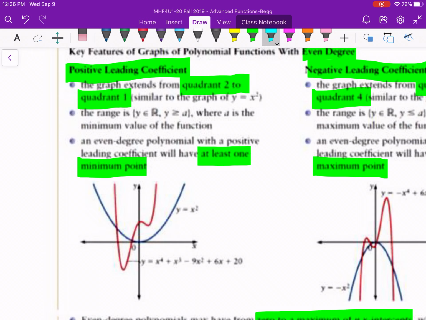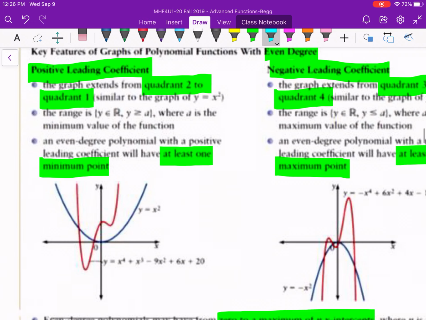An even degree polynomial with a positive leading coefficient is going to have at least one minimum point. So if they're all behaving like parabolas, they don't go down forever. There's a minimum point beyond which it doesn't go. So it has to have that minimum point. Again, it's the vertex in a parabola or some other absolute minimum if it's a higher degree function.